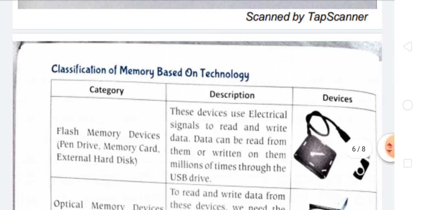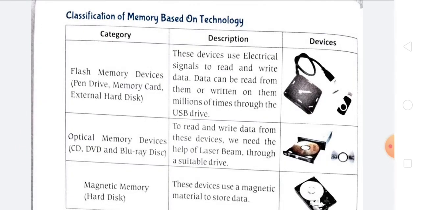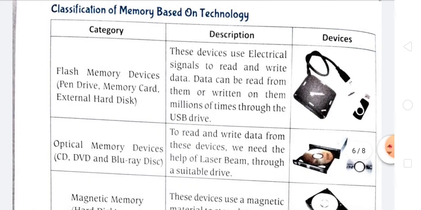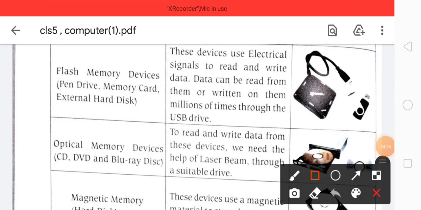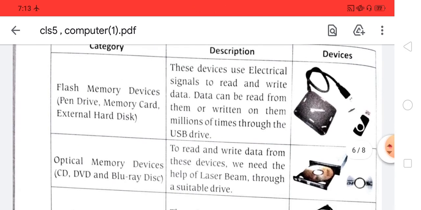So here you can see the classification of memory based on the technology. The first one is flash memory devices, that is pen drive, memory card, external hard disk. The description is that these devices use electrical signals to read and write data, and data can be read from them or written on them millions of times through the USB.